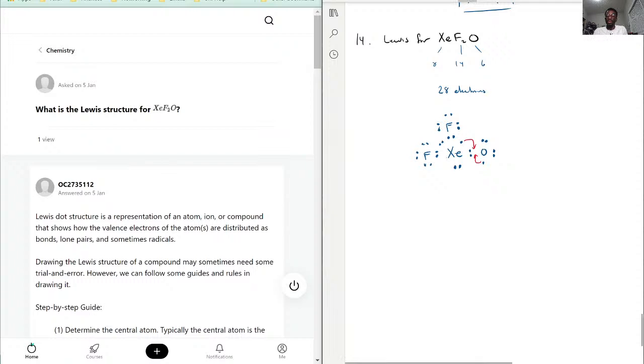Alright? So if we redrew this, we have now xenon double bonded to this oxygen. Okay? And we have the fluorine here, a fluorine here. Oops, too close. Almost for the actual bonds. So fluorine here, fluorine here. Alright. And there we have it.